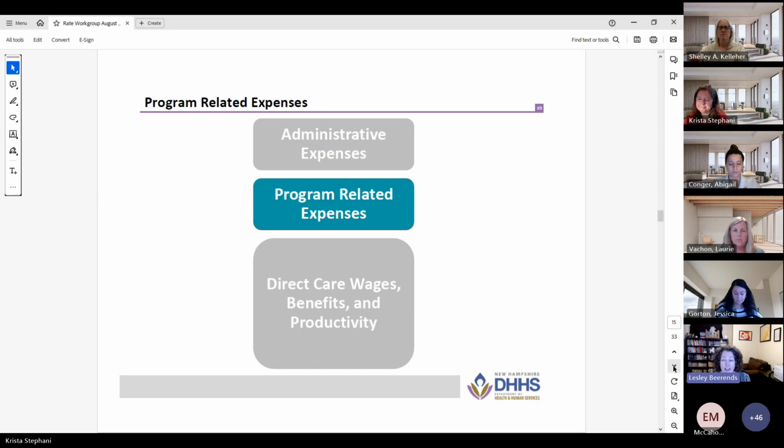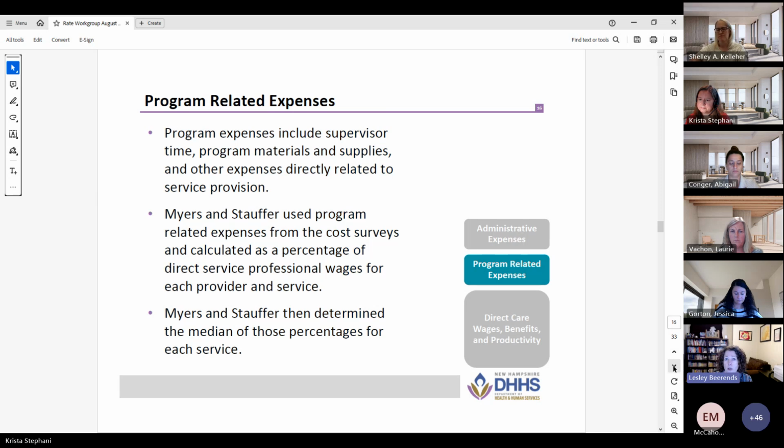Okay, so that's it for that base: wages, benefits, and productivity to calculate that total wage and benefit DSP cost per hour. Now we're going to build on that with some additional information. So, program-related expenses. The program-related expenses include supervisor time, program materials and supplies, and other expenses that are directly related to service provision that are not your DSP wages.